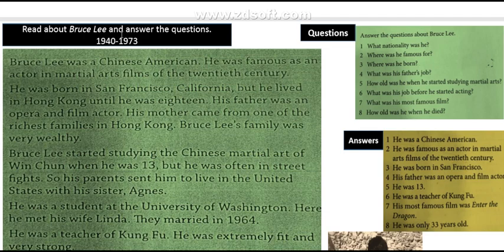He was a student at the University of Washington. Here he met his wife Linda. They married in 1964. He was a teacher of Kung Fu. He was extremely fit and very strong.